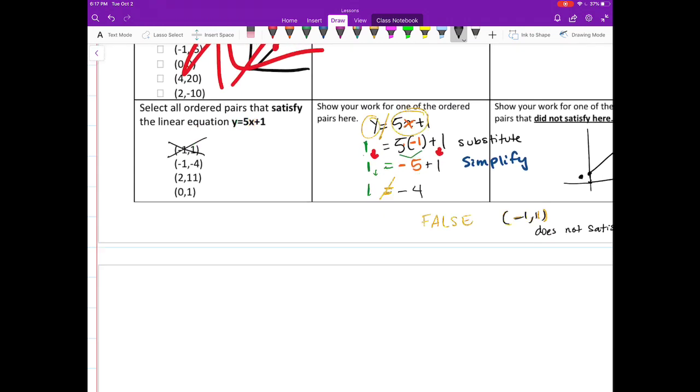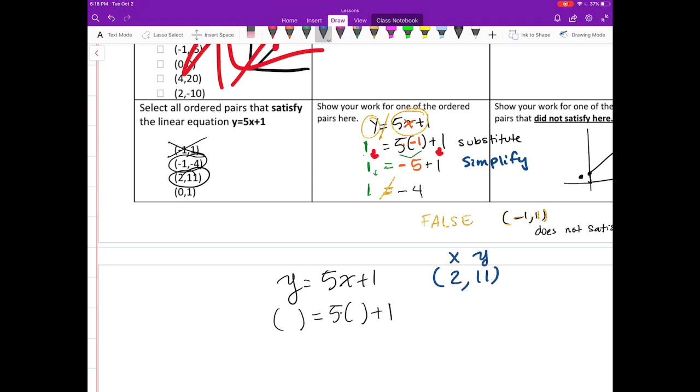Okay, let's do a next one. Y equals, and you have to do this for each one. Placeholder equals 5 placeholder times, right? We know it's times 1. Okay, let's do this one. Now let's do this one. 2 and 11. So I'm going to rewrite my point. 2 comma 11. This is my x, that's my y. 11 equals 2 times 5 plus 1. Okay, this is my substitute line.